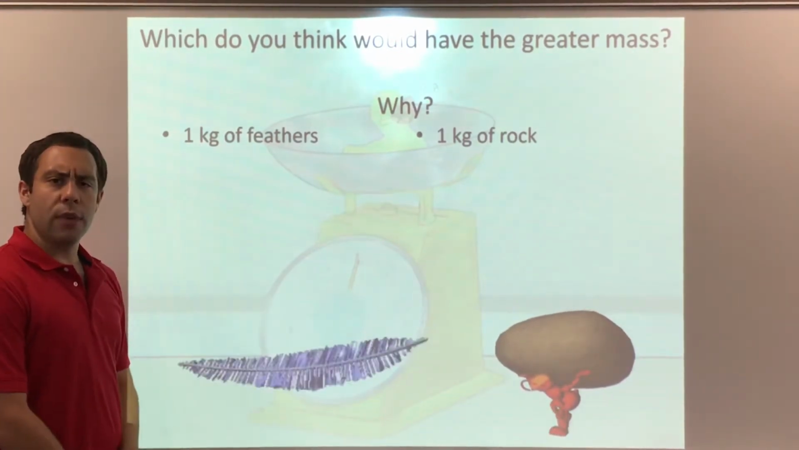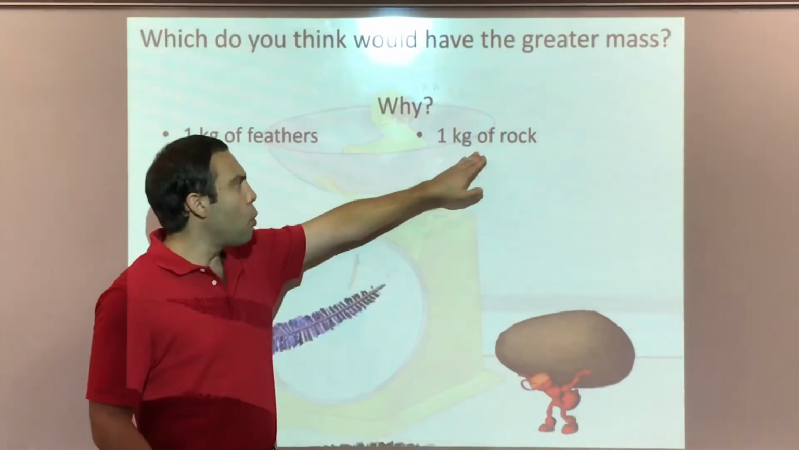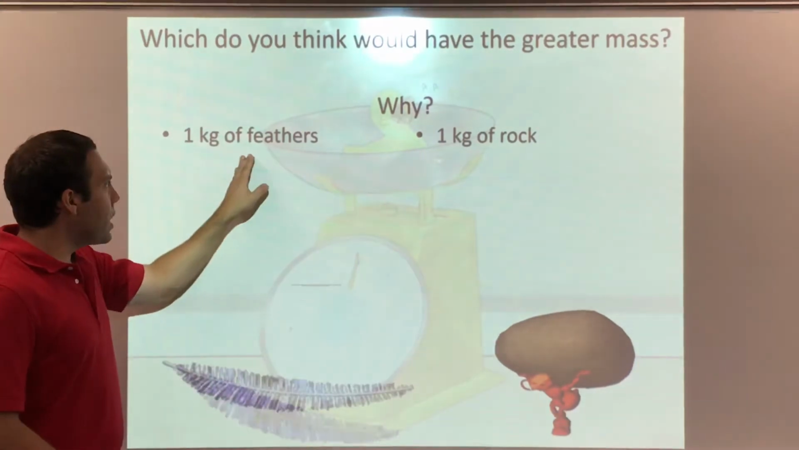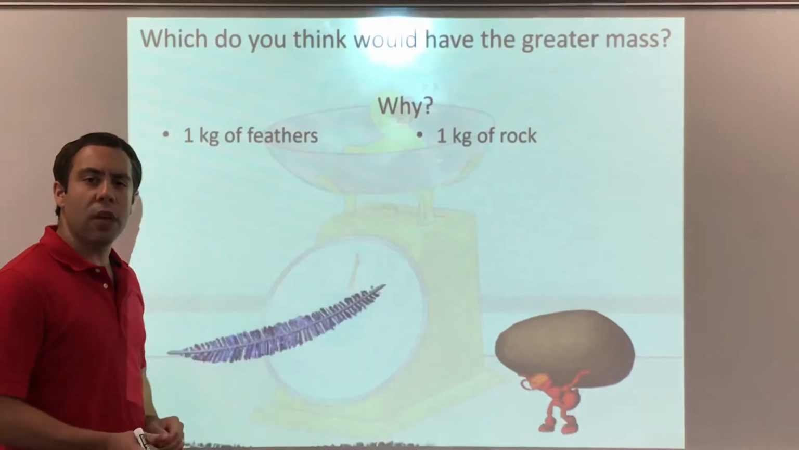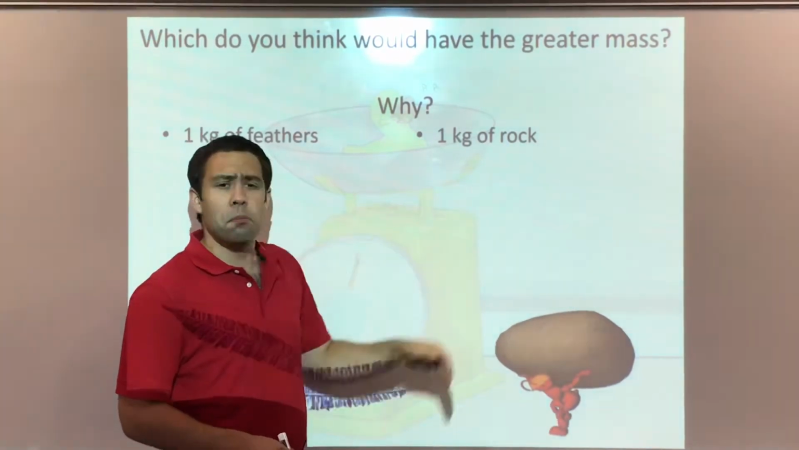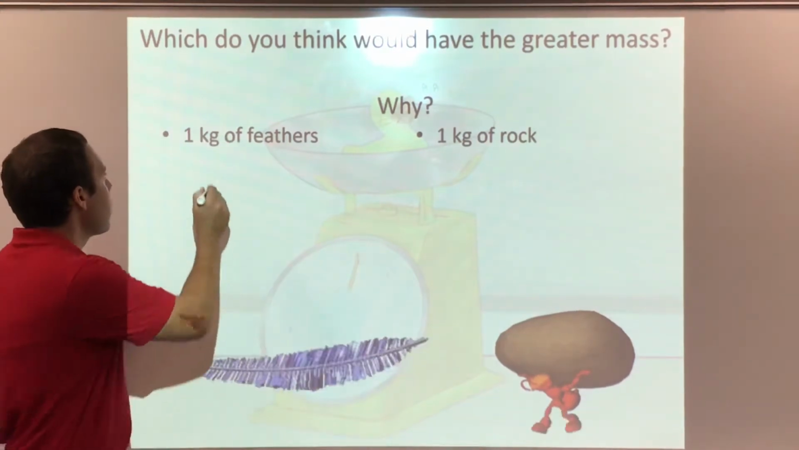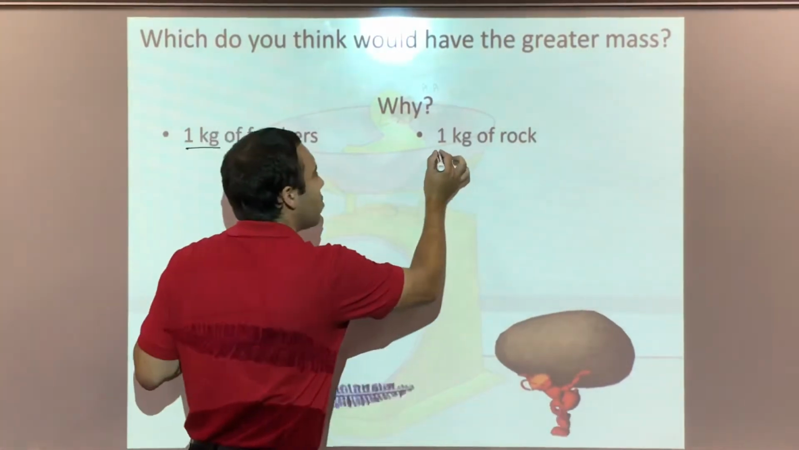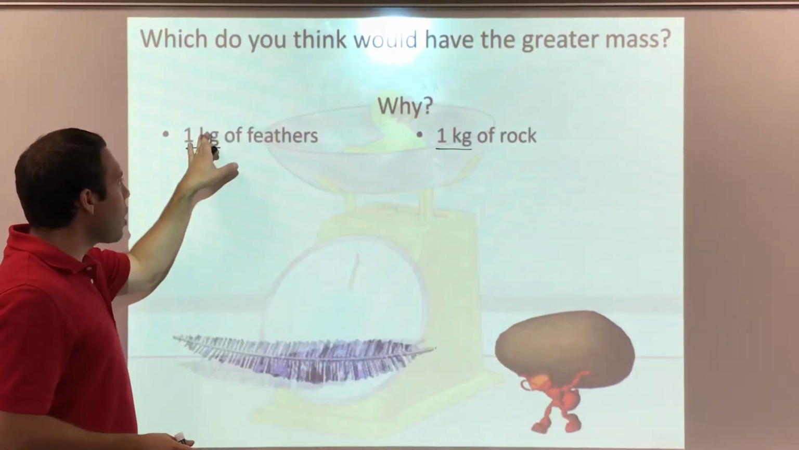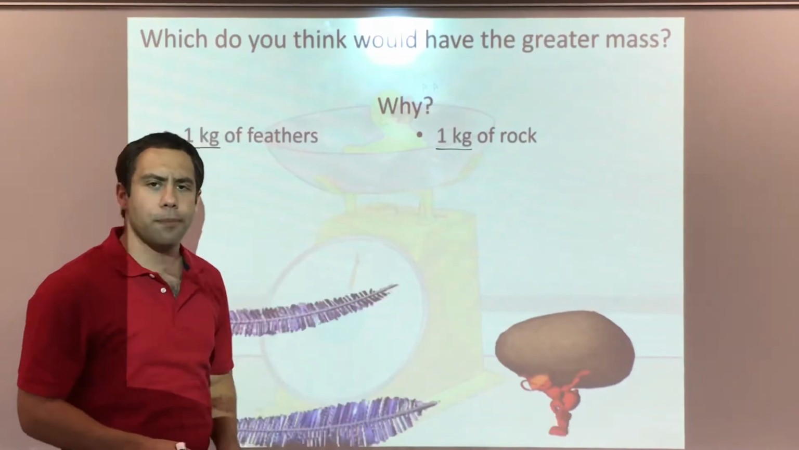So what do you think? Which will have a greater mass? 1 kilogram of feathers or 1 kilogram of rock? And why? Well, if you said 1 kilogram of feathers, you would be incorrect. But if you said 1 kilogram of rock, you would also be incorrect. The reason is you have 1 kilogram of each substance. So if you have 1 kilogram of feathers, that's going to have the same mass as 1 kilogram of rock.